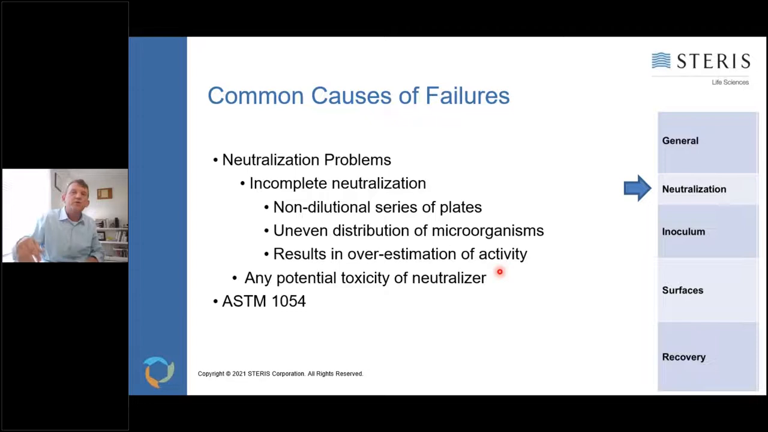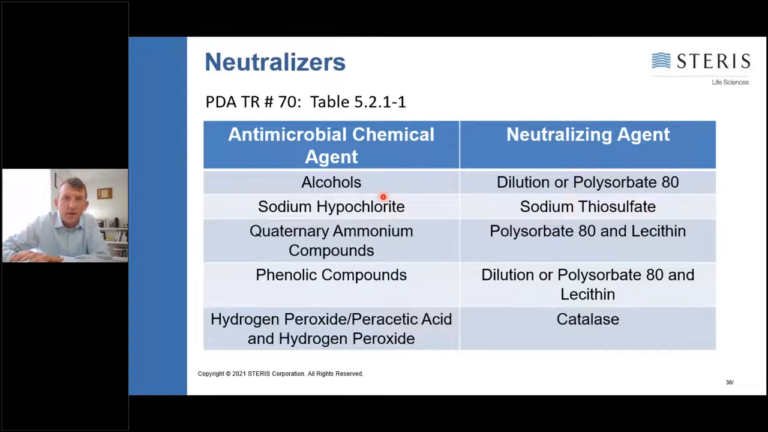supposed to be stopped. So a really good method for that evaluation is the ASTM E1054 evaluation of inactivators method, which has a lot of work put into it to really evaluate the effectiveness of a neutralizer, both for its ability to stop that reaction, but also any potential toxicity that could be present in the neutralizer. As Jim mentioned, you don't want your neutralizer itself to be harmful to the microorganisms being tested. So you want to make sure that it's non-toxic and still works. There are a lot of good references out there on different neutralizers. This is from PDA Technical Report 70, which gives some guidance on where to start with neutralizers.